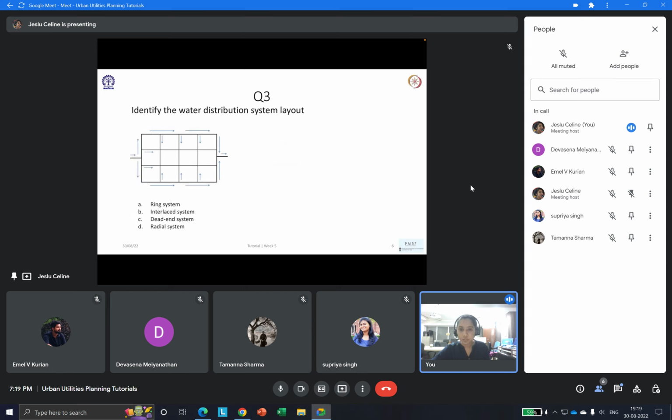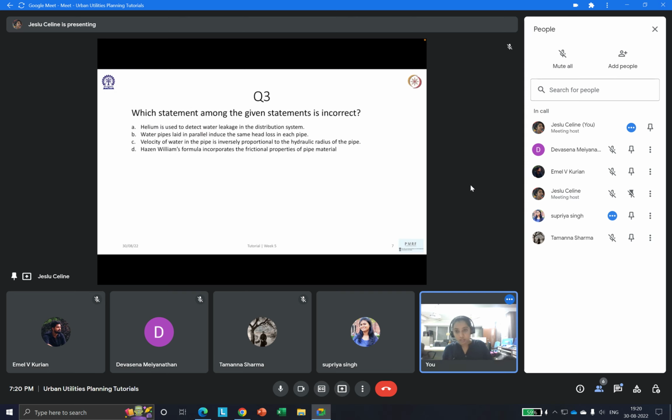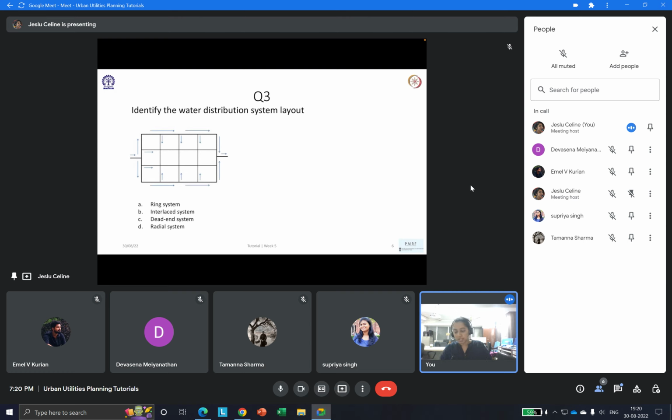So identify the water distribution layout for the given figure, like which one this is. You have the options: ring system, interlaced system, dead end system, and radial system. Let's look at each one, which we've already seen in the lectures. Sorry, I went to a different question. Let's go from behind. A radial system: how does a radial system look?